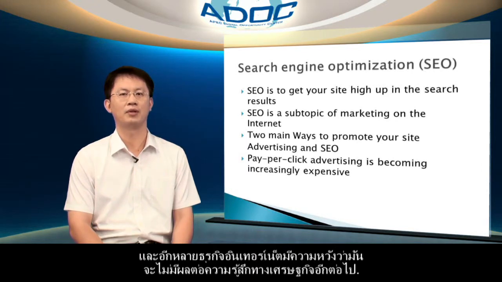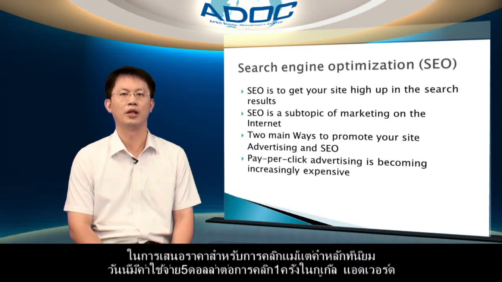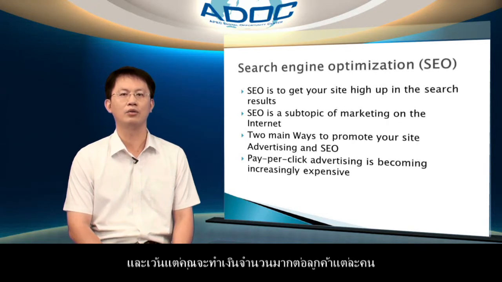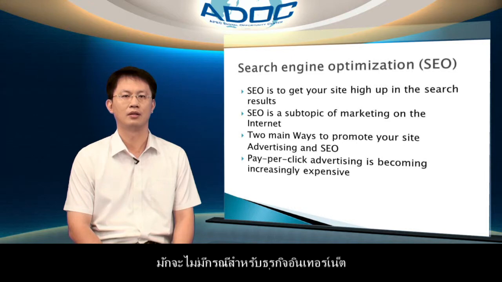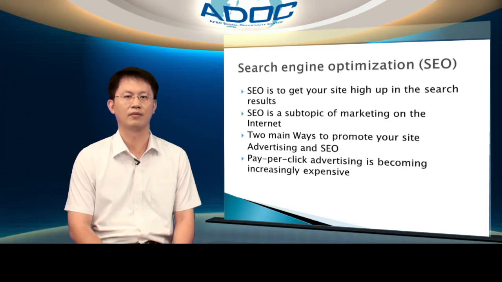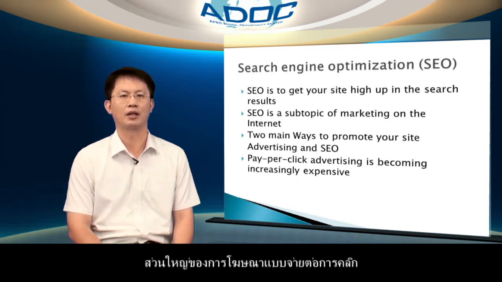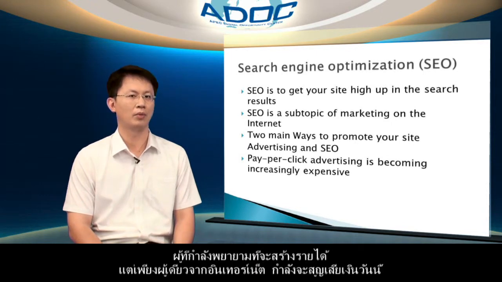And many hopeful internet businesses are finding it just doesn't make economic sense anymore to bid for clicks on even modestly popular keywords. These days it can easily cost $5 per click in Google AdWords. And unless you make a lot of money per customer, which is typically not the case for internet businesses, where customers often expect everything to be free. The majority of pay-per-click advertisers who are trying to make money solely from the internet are losing money these days.